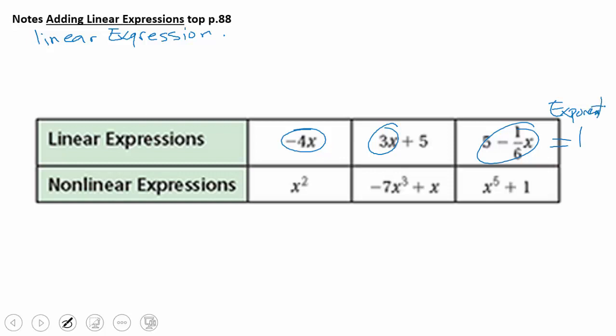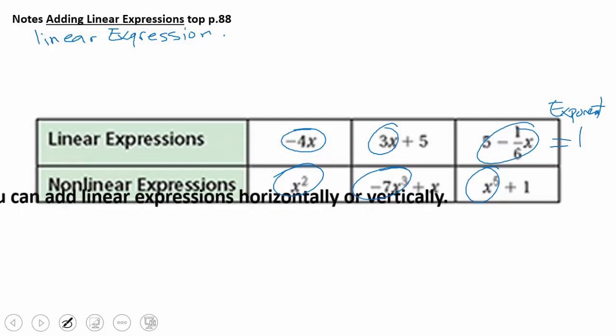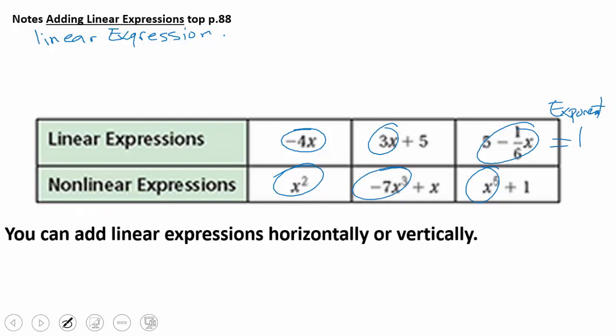In the non-examples, the non-linear equations, these are expressions. They are, but they're not linear because they do not have an exponent of 1. They have a different one. So you can add your expressions either horizontally or vertically. We talked about that. You don't need to write that down.